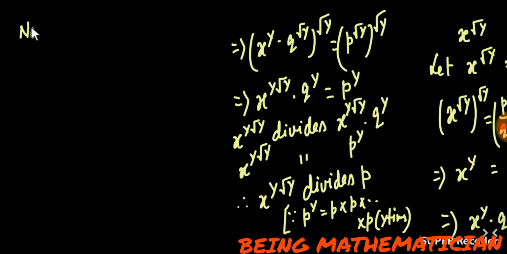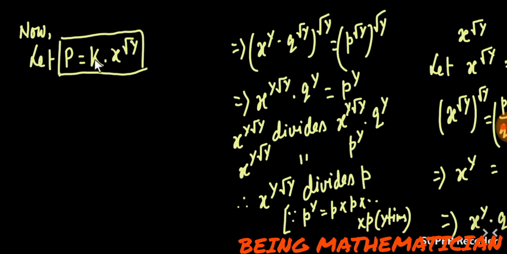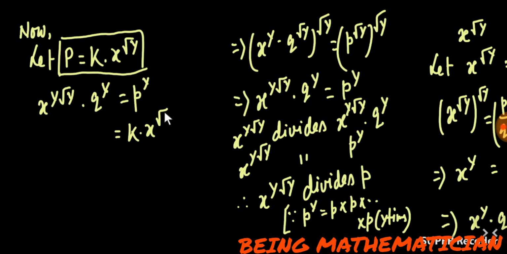Now let p equal to k into x to the power root y, and putting it in the equation x to the power y root y into q to the power y equals p to the power y. Putting the value of p in this equation, we get k into x to the power root y whole to the power y equals x to the power y root y into q to the power y.